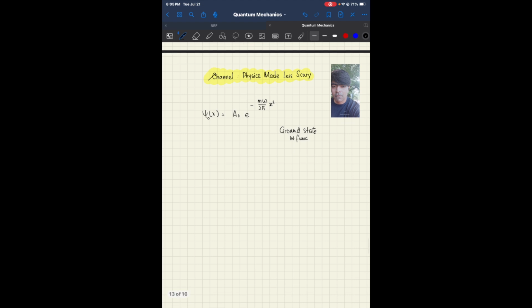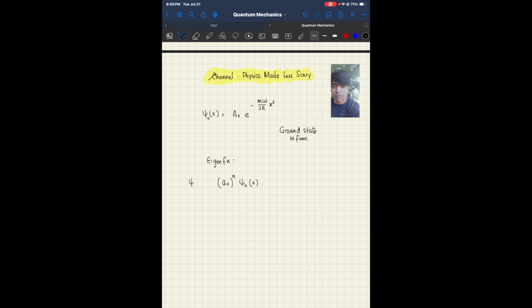Okay, so I know psi 0. I also know the other eigenfunctions. Right? So I'm done. What are the other eigenfunctions? Well, the other eigenfunctions are all obtained from this psi 0(x), right? These are the other eigenfunctions.